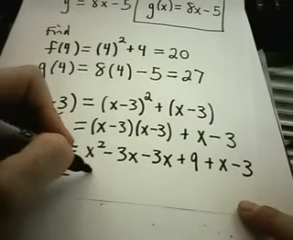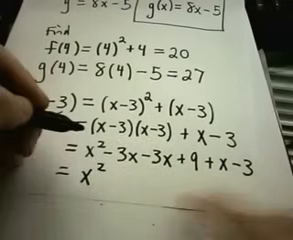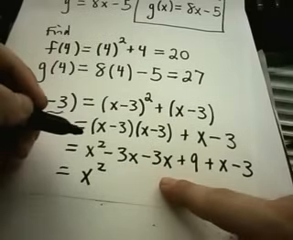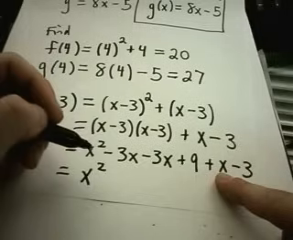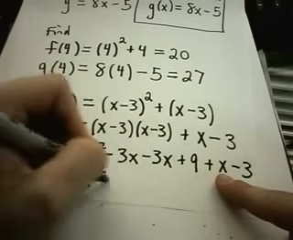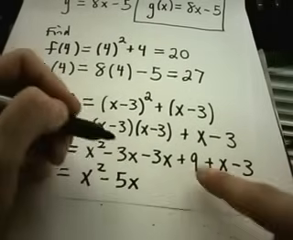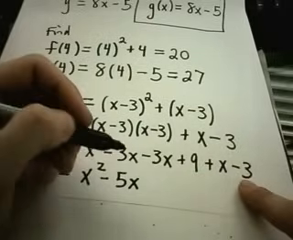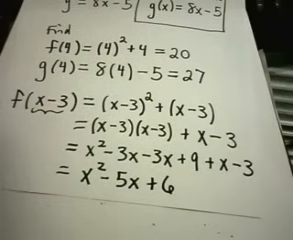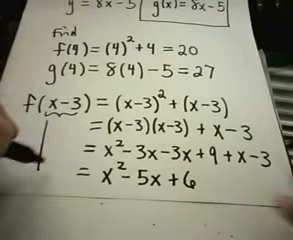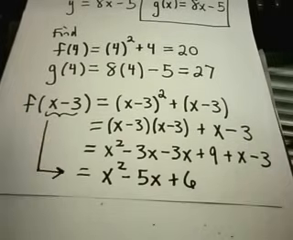If I combine my like terms, I'll get x squared. I've got a minus 3x, that's minus 6x, plus another x, so minus 6 plus 1 is minus 5x. Then I have positive 9 minus 3, that leaves me with positive 6. And this is now equivalent to the expression f of x minus 3.